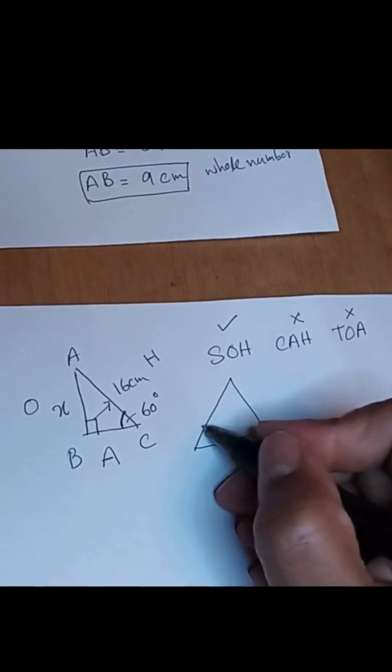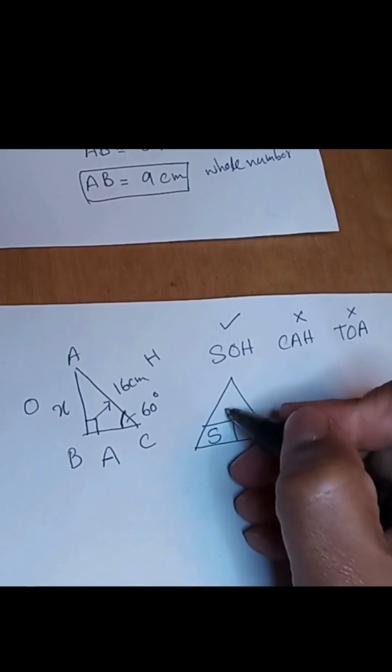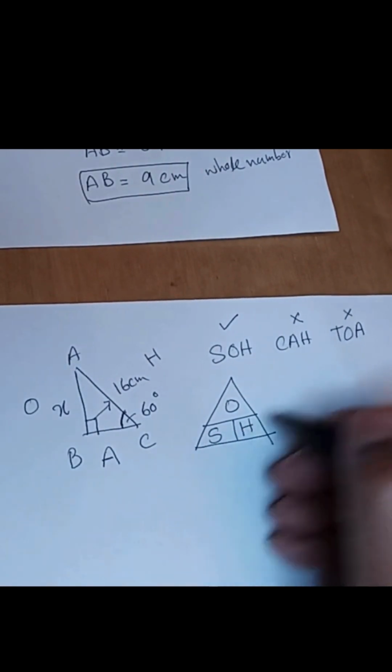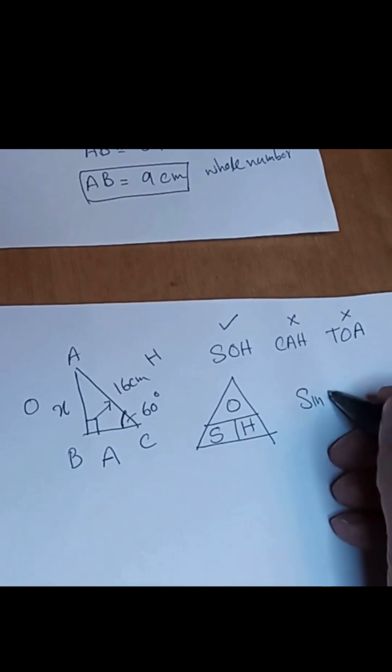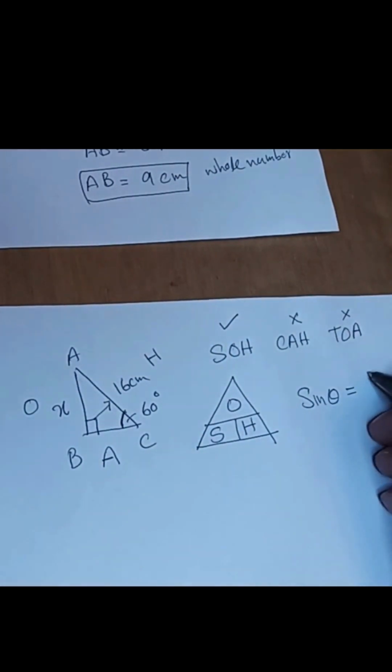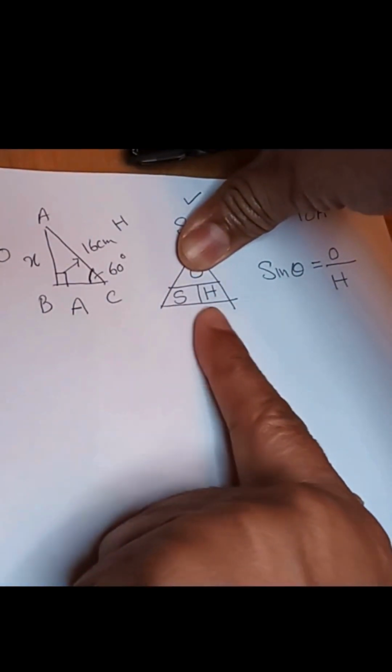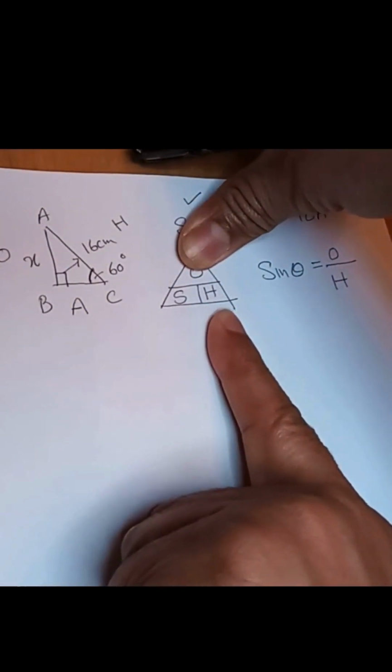So let's write down the triangle for SOH. Sine theta is equal to opposite over hypotenuse. You can also write it down like this. Now we're going to use the information in the question. We're looking for the opposite, so we put our finger on O. What is left is sine theta multiplied by hypotenuse, right?